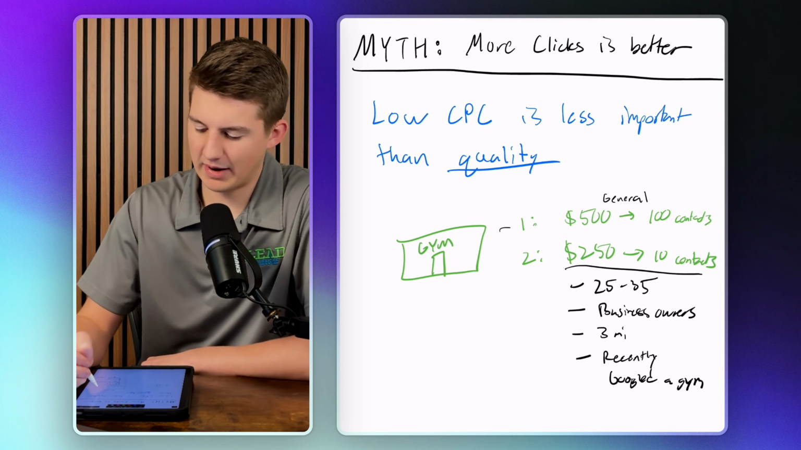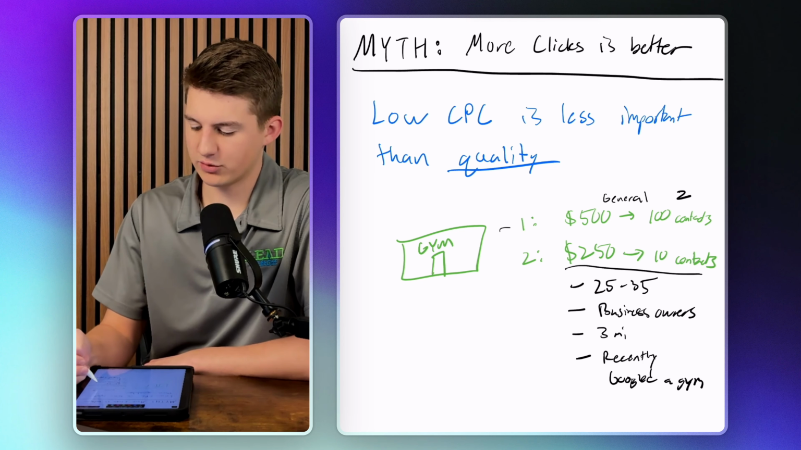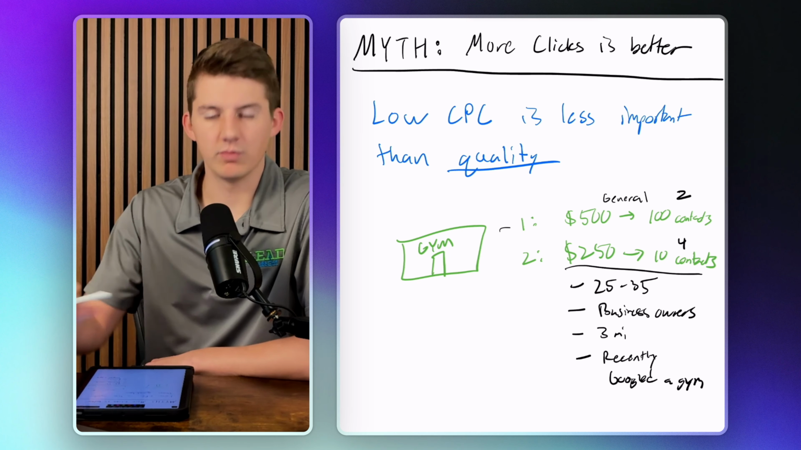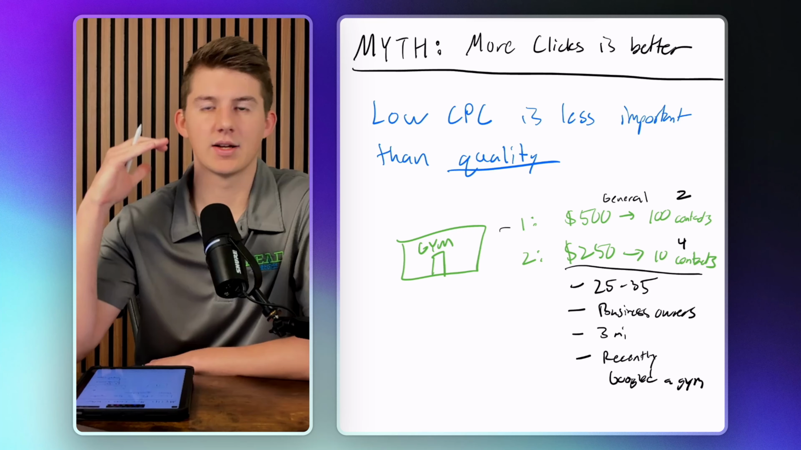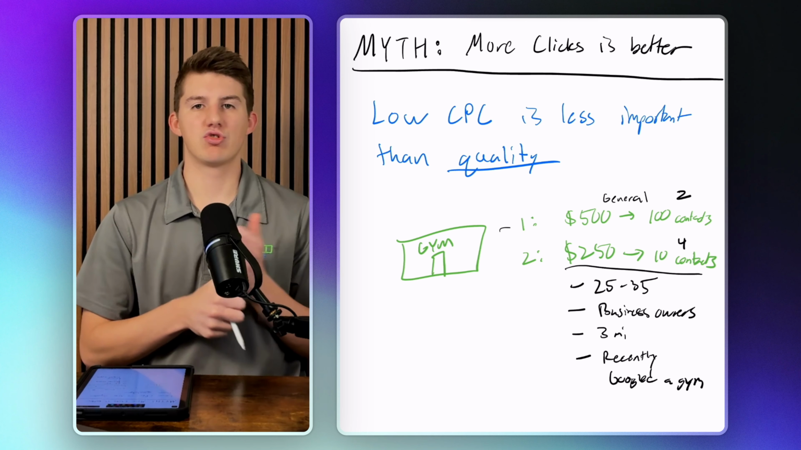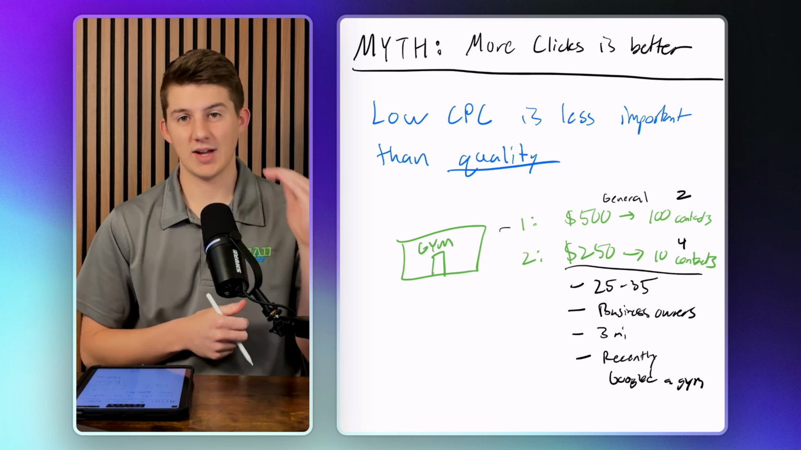With this general, he might only be able to close maybe 2 of these. Whereas with these 10 contacts that are in the demographic, we know that he might be able to close 4. So this example, all I'm saying is that the cost per click, your cost for somebody just to see your website is not the main driver. The quality of the person who sees the website is the main driver.